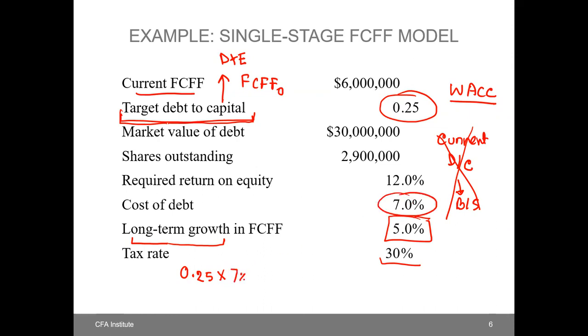So this 7% is before tax or after tax? It is before tax. We have to adjust it for after tax, because it provides us a tax advantage. After-tax cost of debt is the actual cost of debt. Okay. So if the target debt is 0.25, the target equity is 0.75. We have been given the required return on equity of 12%, so we can use it directly. So if we use it, how much should we have for the WACC?